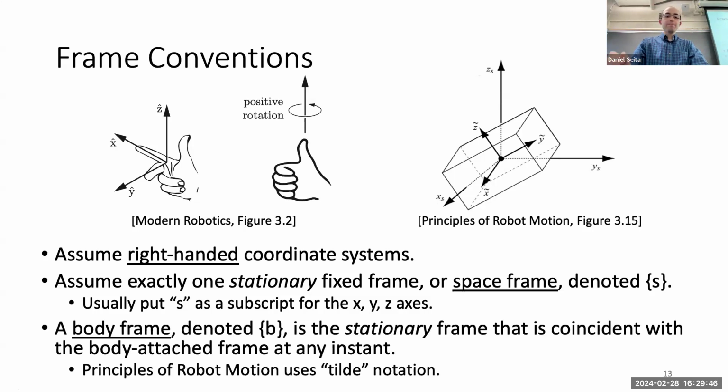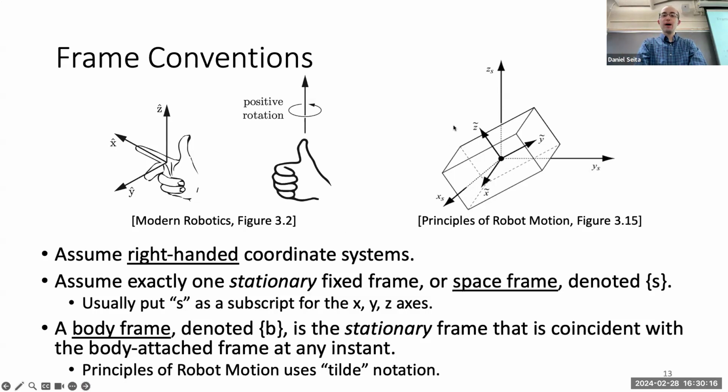And then you have the body frame, which you can denote with the bracket B. Again, sometimes you'll see different notations, so as long as you understand what it means, it's not too bad. In Modern Robotics, they use the bracket B notation. And the body frame is coincident with the body-attached frame at any instant.